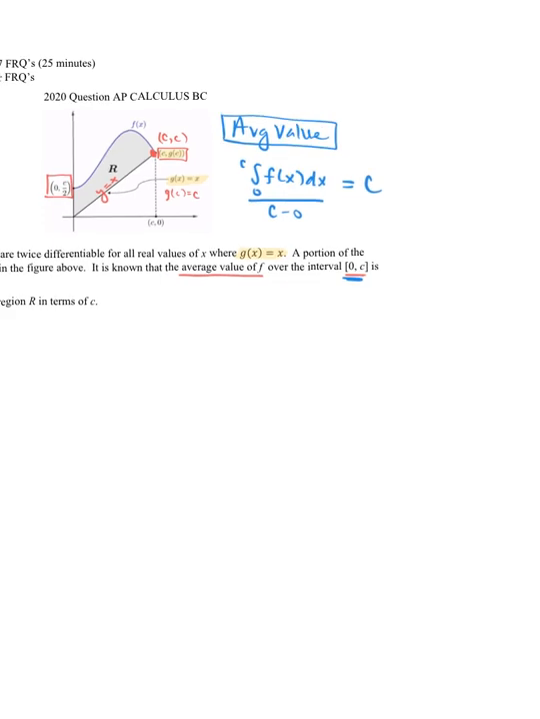I'm going to multiply both sides by c, because I feel like it's going to be helpful to know what that integration piece is going to equal. So the integral from 0 to c of f of x dx is equal to c squared. That's probably the piece that's going to come in handy, not so much that it's an average value, but just what the integral from 0 to c is.